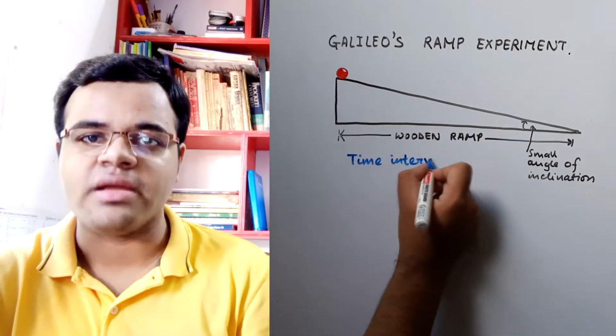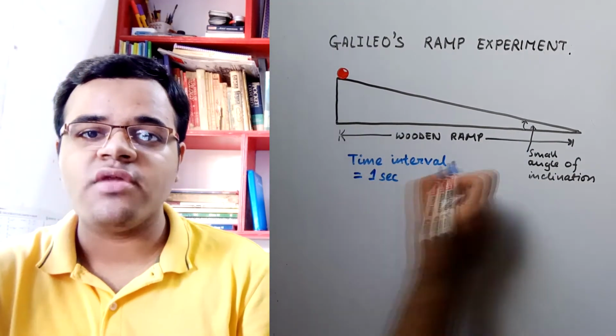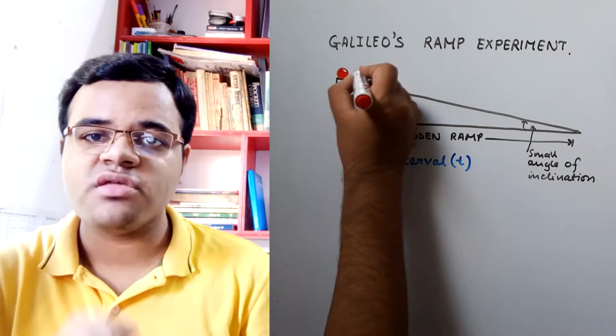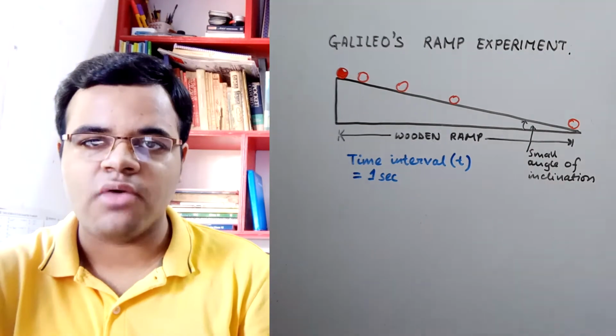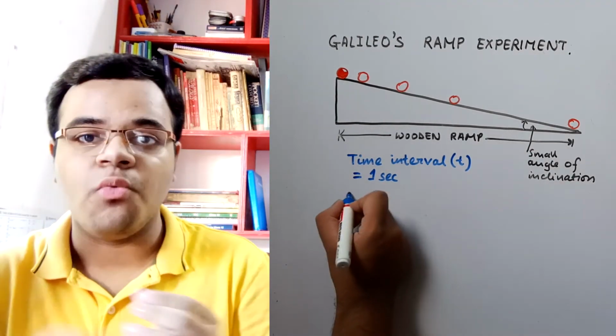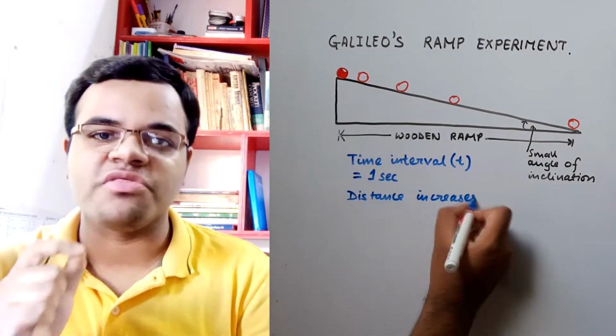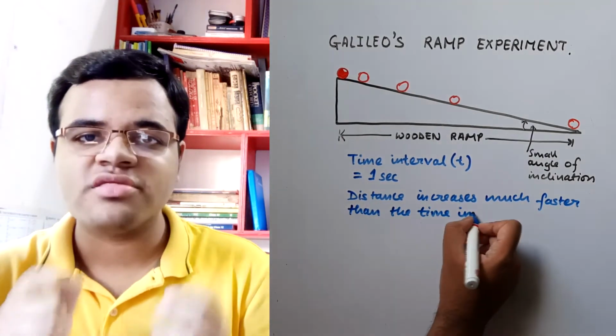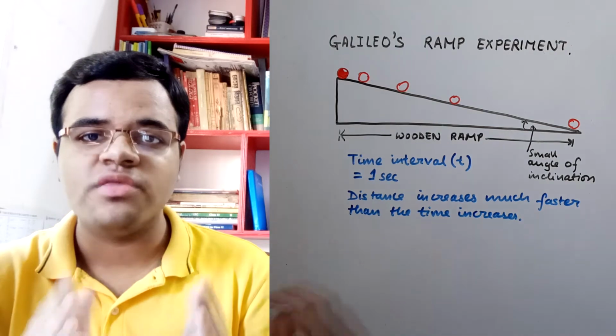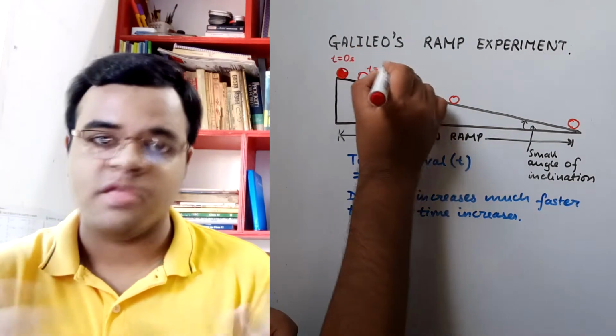It was a simple setup. It consisted of a long wooden ramp with a small angle of inclination, and a ball was allowed to roll down along it. What he observed was remarkable. Now, the attempt was to measure how much distance the ball traveled within a particular time interval, say 1 second.